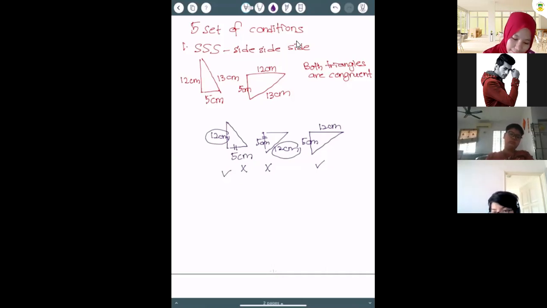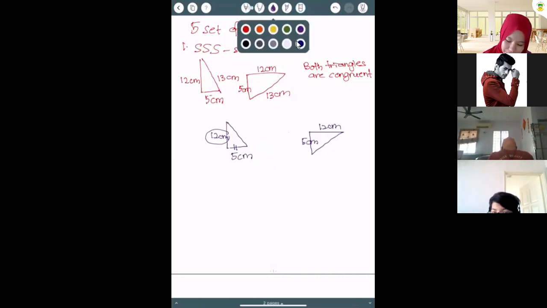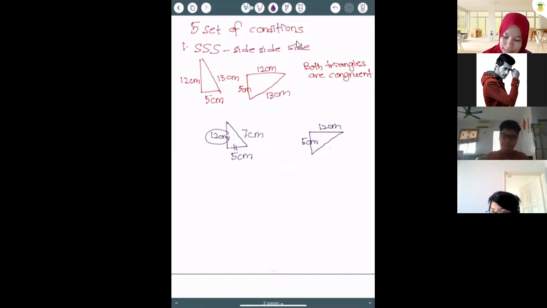You know why? Because, okay, let's say I erase this one. Why did I say these two might not be congruent? Because it might be 7 cm here, it might be 8 cm here. So you should know all three side lengths, then only you can tell that they are congruent. This condition we call SSS. All right, the next question, I erase here.